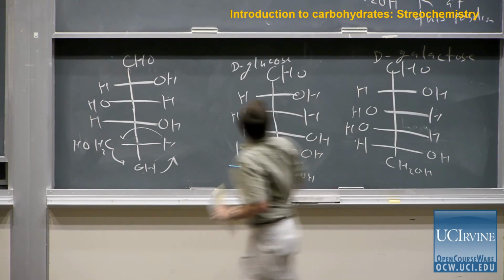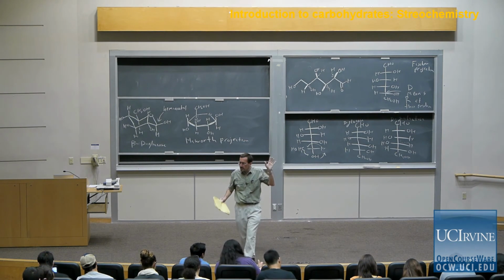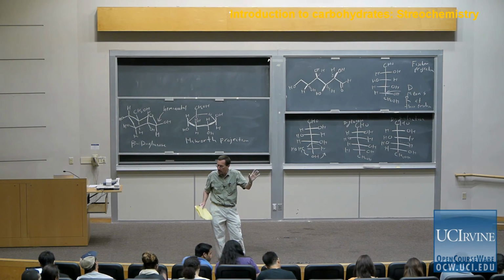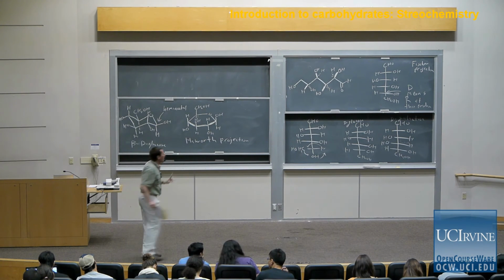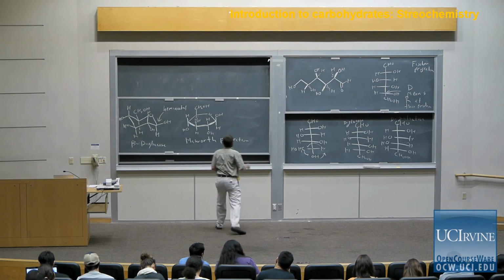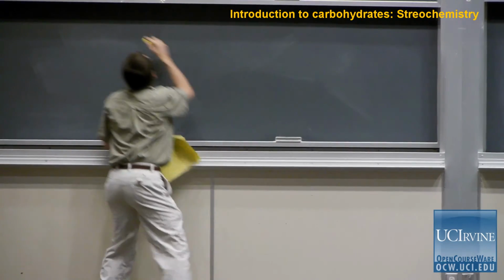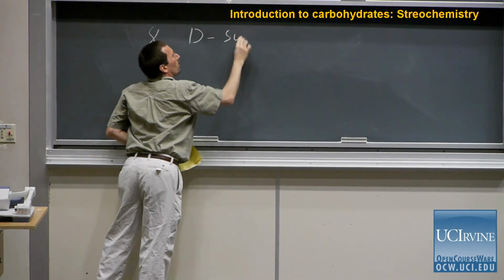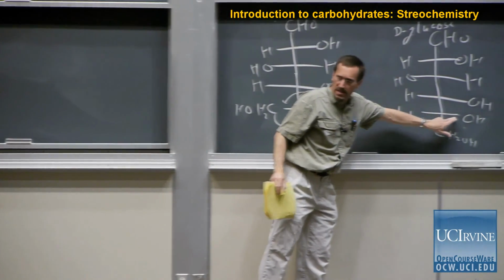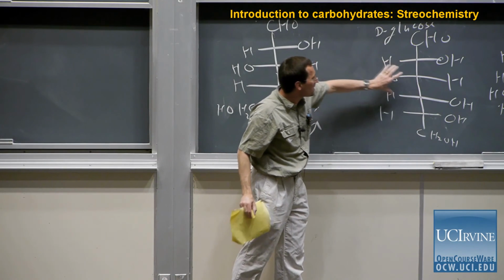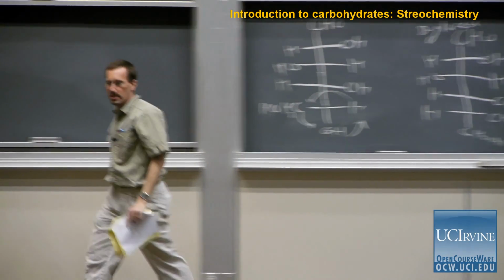All right, so the main point is we go through a lot of work to get to the Fisher projections, but once you're there, you can say, oh, I can immediately start to interrelate all my structures. And we know that there are 8 D sugars. There are 8 D sugars because the D indicates the position at 5 is always fixed, and we can permute the positions 2, 3, and 4 to come up with the other stereoisomers.